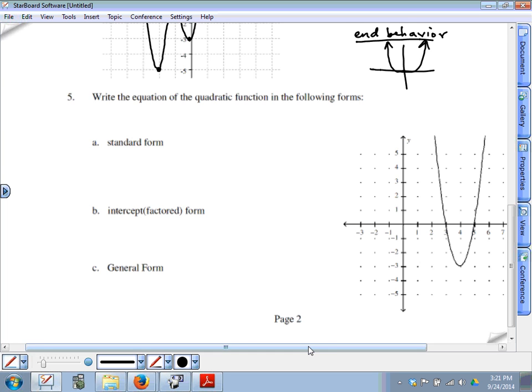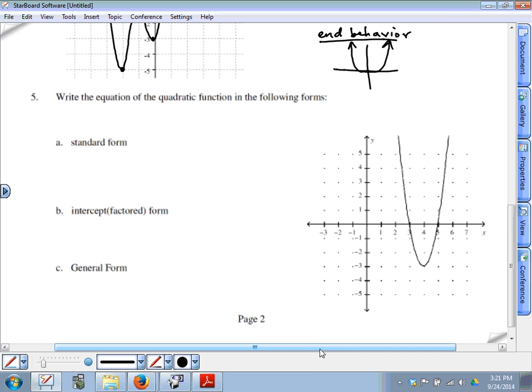Okay, question 5. We have this graph right here, and we have to write the equation in 3 different forms. Standard form, which is also called vertex form, intercept form, or factored form, and the general form, which is probably the one we're most familiar with. But knowing that the vertex is here at the point (4, negative 3) tells us a lot. The vertex is the point (4, negative 3).